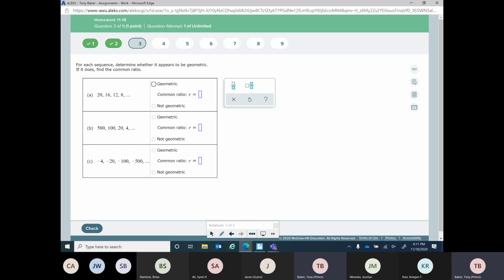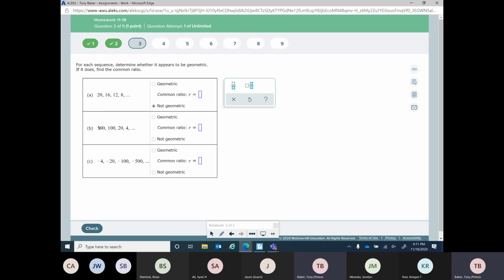All right, the next one, we have to determine if it's geometric or not. So is it multiplied or divided by the same thing? And then what's the ratio? So now we're going to start looking at making that equation. In an arithmetic sequence, we were looking for the rate or the common difference, and that was basically my slope. So in this case, I'm looking for what that ratio is, or that multiplication is. So the first one, I'm going 20 to 16, 16 to 12. It looks like I'm subtracting 4 each time, so that's not geometric.